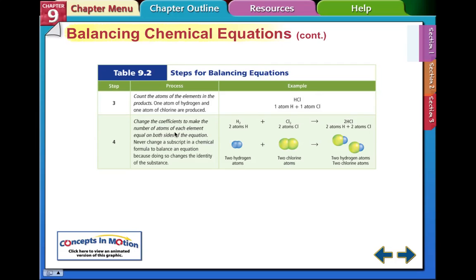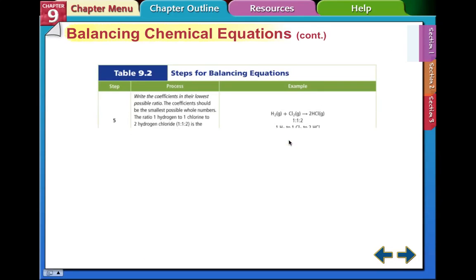Number 4, change the coefficients to make the number of atoms of each element equal on both sides of the equation. Never change a subscript. That's really important. You're going to do that once or twice by mistake. Everybody does. Then you learn. So never change the subscript. The only way to balance the equation is to add or change coefficients. So let's try a couple.